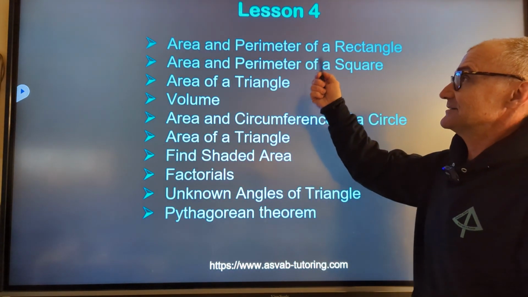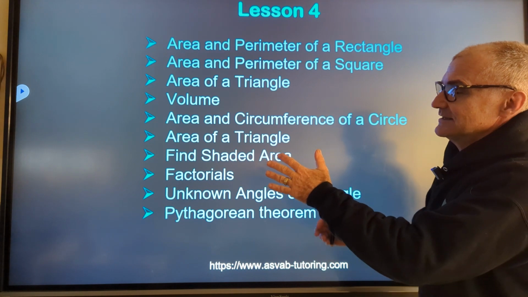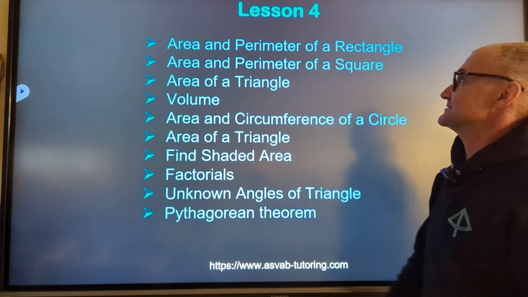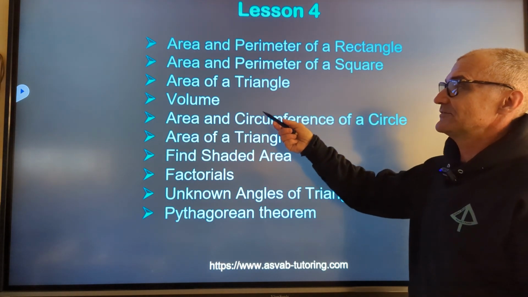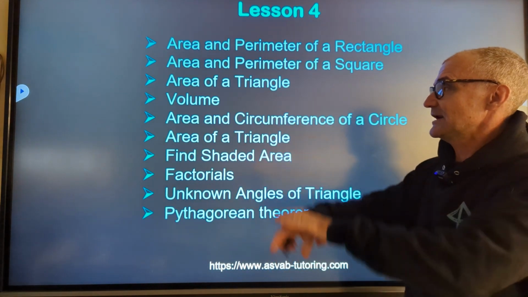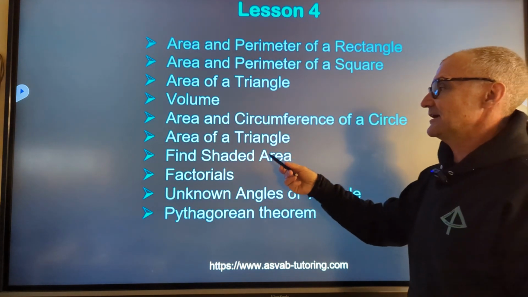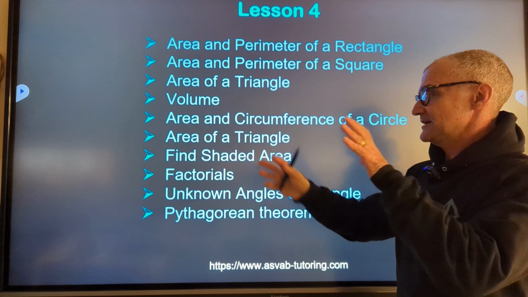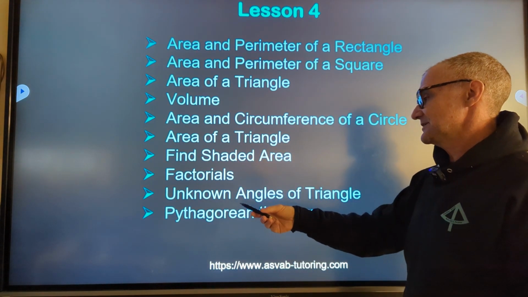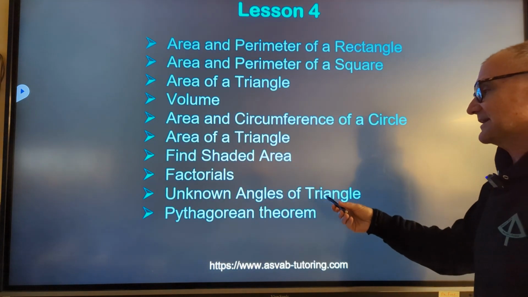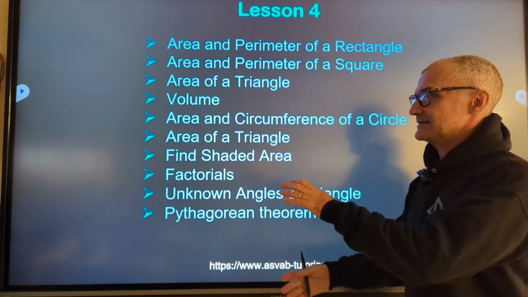So again, this is lesson 4. I'm going to go over area and perimeter, the amount inside a shape, and then the amount around the outside. We're going to talk about rectangles and squares, area of a triangle, volume, how much liquid you would put into an object, area and circumference of a circle, area of a triangle. You're going to find the shaded region within certain areas. We're going to look at factorials, unknown angles of triangles, finding angles of triangles, and the Pythagorean theorem. So it's going to be a pretty long video with a lot of topics covered.